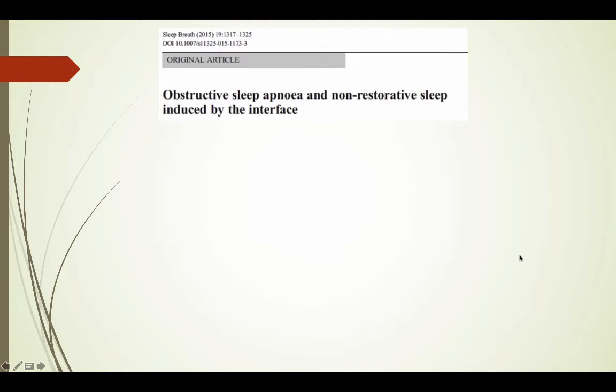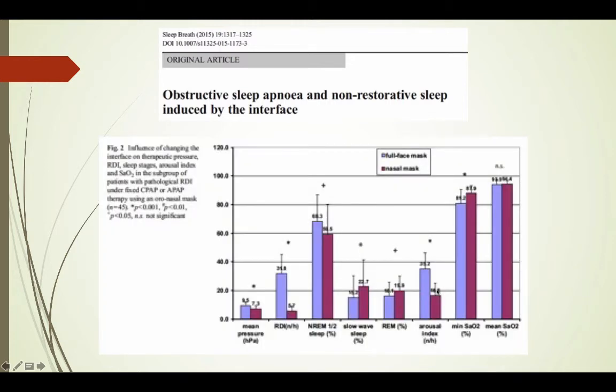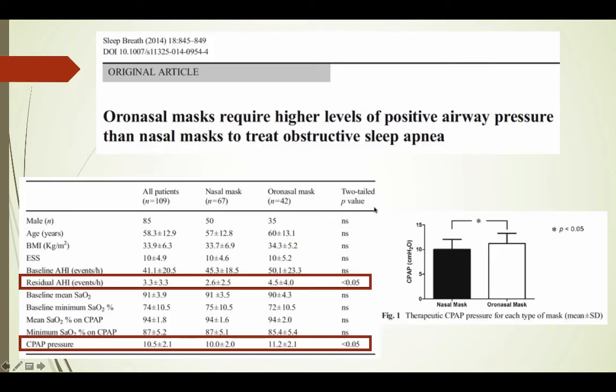Also, the type of mask has an effect on the sleep, and over here they compared nasal versus oronasal mask. This blue one is full face mask or oronasal mask. The pink one is the nasal mask, and you can very clearly see the amount of REM sleep is higher with nasal mask as compared to oronasal mask, and number of arousals are lower with nasal mask as compared to oronasal mask, and slow wave sleep is higher with nasal mask as compared to oronasal mask. That means better restorative sleep happens with nasal mask as compared to oronasal mask.